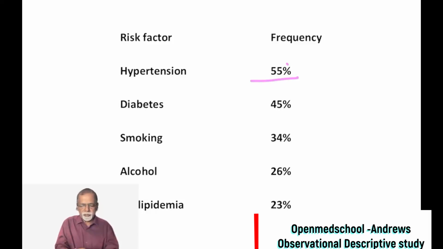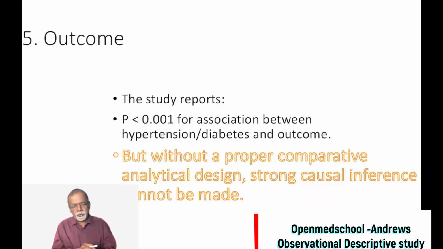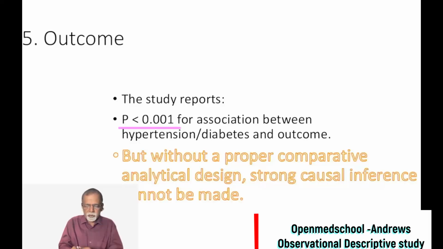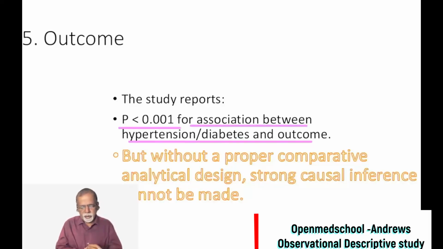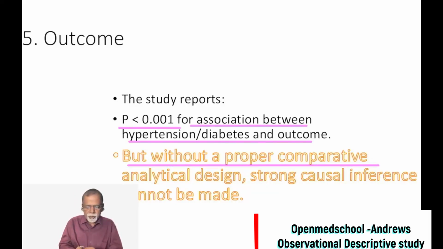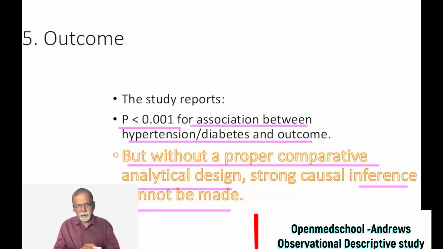That is very okay. Now, going to the description they have given, it is reported in the study that the P is 0.001 for the association between hypertension, diabetes, and outcome. Ideally, in an observational descriptive study, no inference is made and no analysis is made. Without a proper comparative group or an analytical design, inferences cannot be made. That is one of the points you should remember.